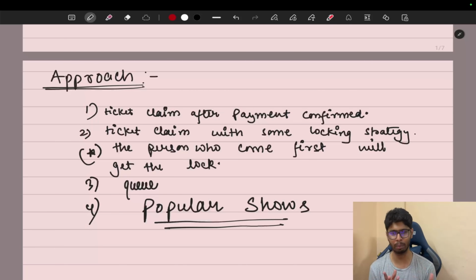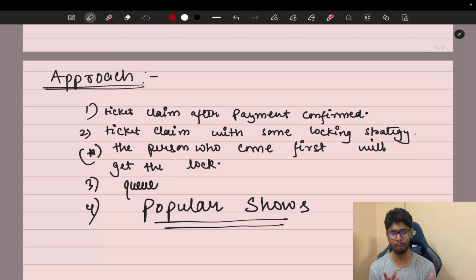In the first, ticket claim after payment confirmed, user 1 and user 2 will come, and they will both click on the seat. They will both reach the payments page, and if user 1 is able to complete the payment first, user 1 will get the seat, and user 2 will get the money back, the refund. This is approach 1. It gives a bad user experience because the user has to go to the payments page to get the result.